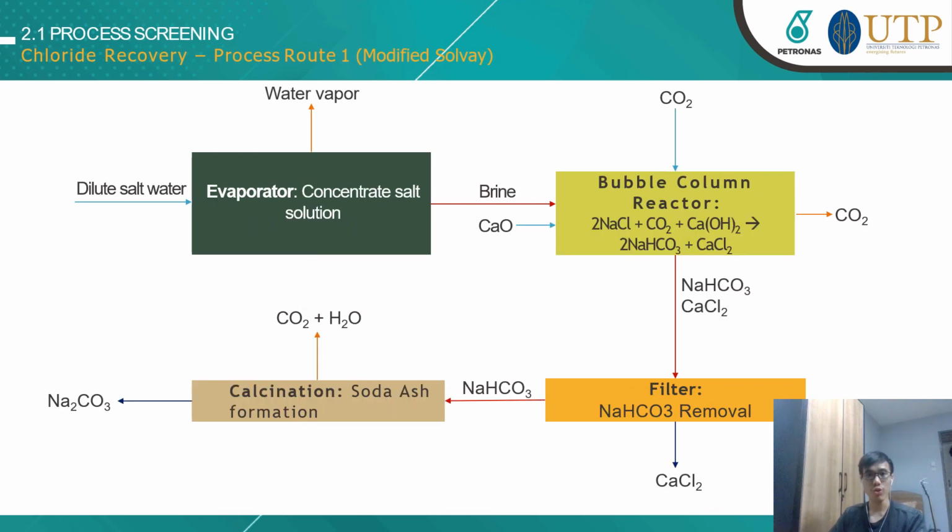Next, we shall review two design alternatives for chloride recovery. The first alternative is the modified Solvay process, where a concentrated salt solution must be obtained first via a multi-stage evaporation of dilute salt water. The brine is fed into a bubble column reactor along with limited calcium oxide and excess carbon dioxide to form sodium bicarbonate and calcium chloride. Subsequently, the products are separated using a filter. The sodium bicarbonate undergoes the calcination reaction to be cracked into soda ash.